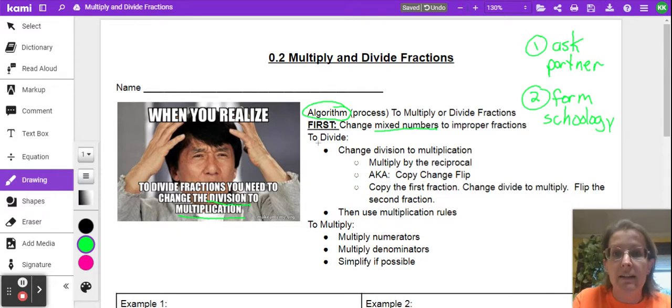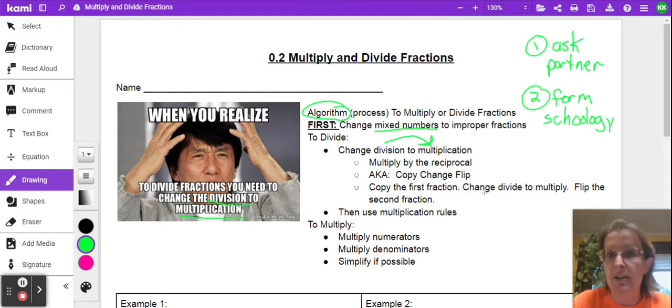So you will need to change your mixed numbers into improper fractions. Then to divide, like it says, you have to change your division into multiplication. You probably learned this as copy, change, flip, or copy, dot, flip, or copy, change, change. But the actual math terminology is you multiply by the reciprocal. So reciprocal is when you flip a fraction upside down. So you will copy the first number, change divide to multiply, and then you will use the reciprocal, you'll flip your second number, which is what it says right here.